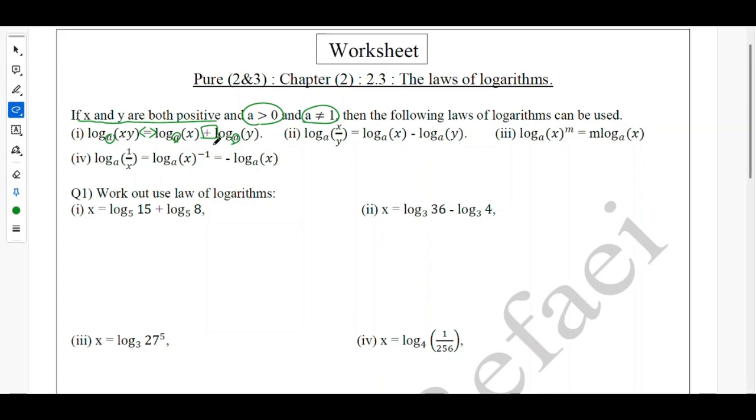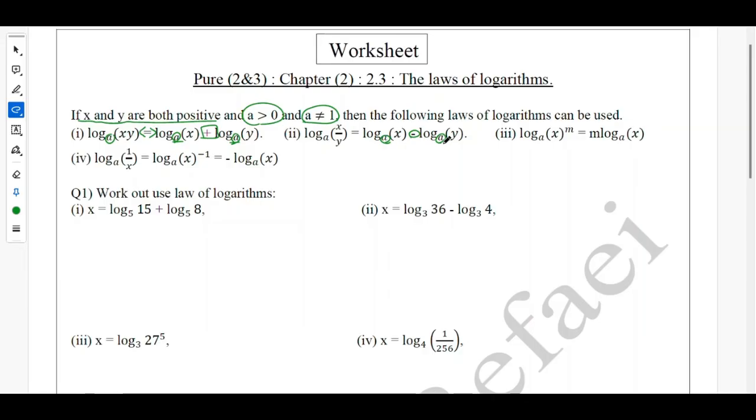This rule can work in two directions, splitting and combining. Splitting multiplication gives me addition; combining two logarithmic terms sharing the same base by addition, I will have multiplication. Second one, I have two values x and y. The relationship is division. If I want to split them, the division will give me subtraction, and combining subtraction will give me division. And I have to be careful that both share the same base.